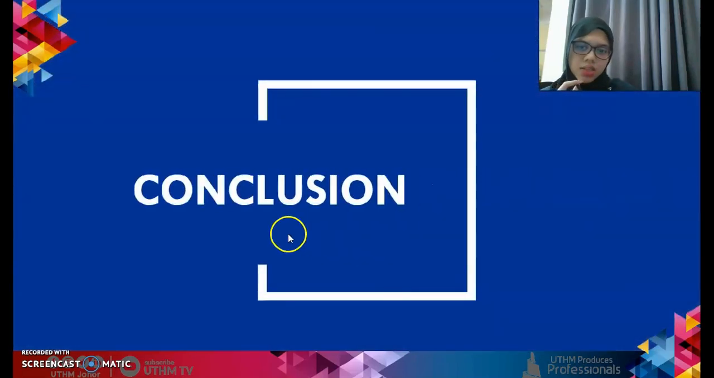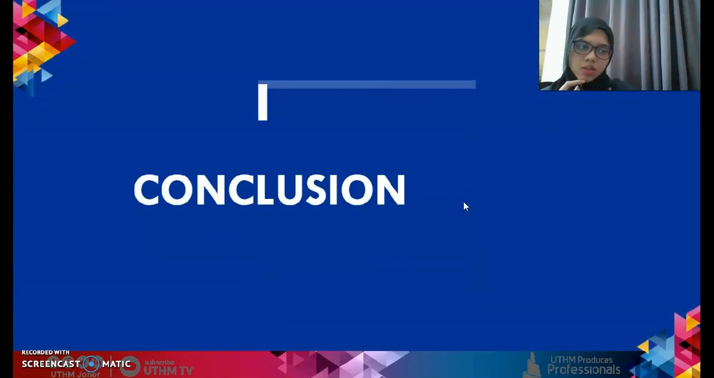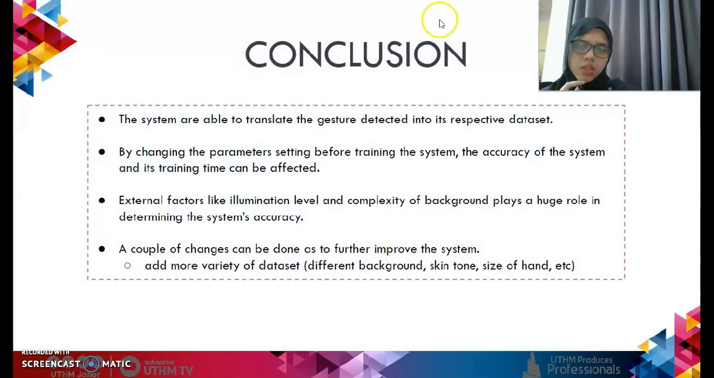Lastly, the conclusions. The system is able to translate the gesture detected into its respective class. Next, by changing the parameter settings before training the system, the accuracy of the system and its training time can be affected. This is done by setting up the mini batch, epoch, and initial learning rate.